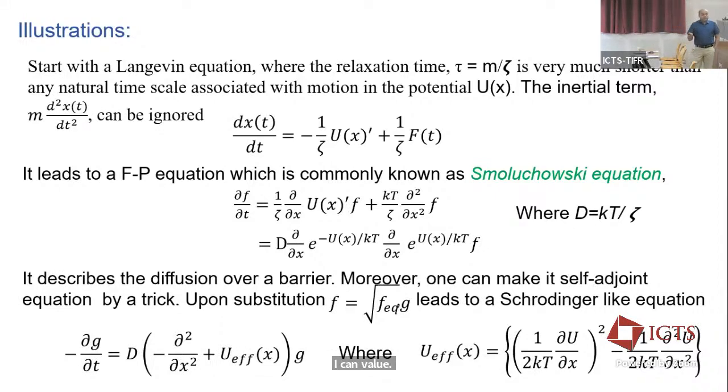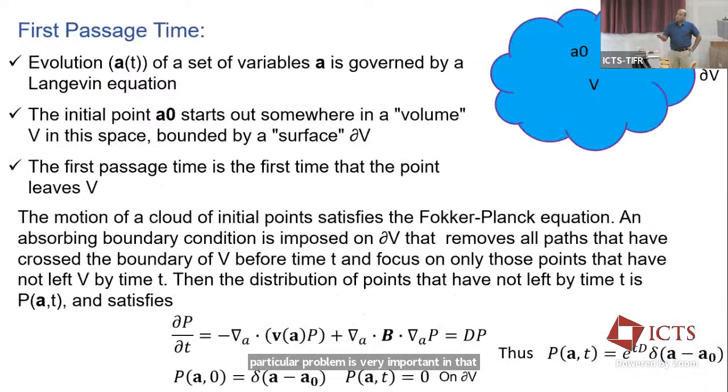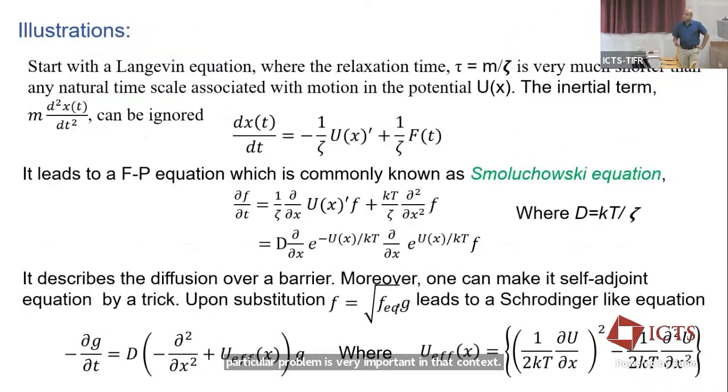But this particular technique is not useful for every case. This is a special case. This is one of the important problems, because you can model a variety of systems by this kind of diffusion over a barrier. That is why this particular problem is very important in that context. So we will use this problem with this model further, in the context of how to find the rate of a particular reaction, that kind of thing.